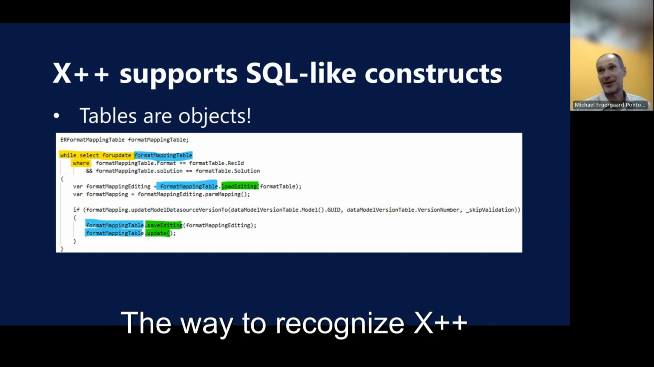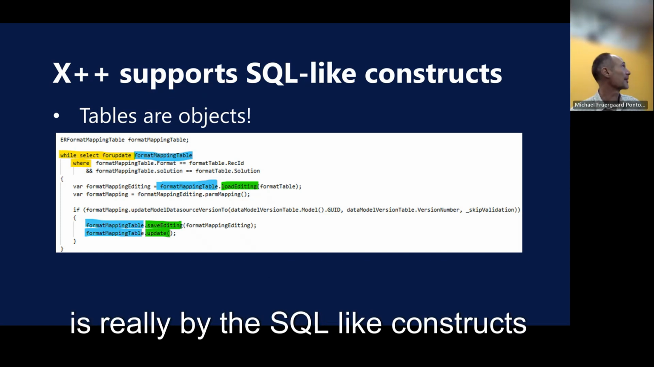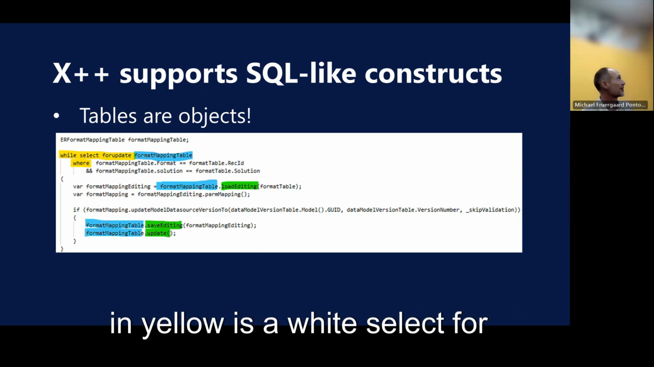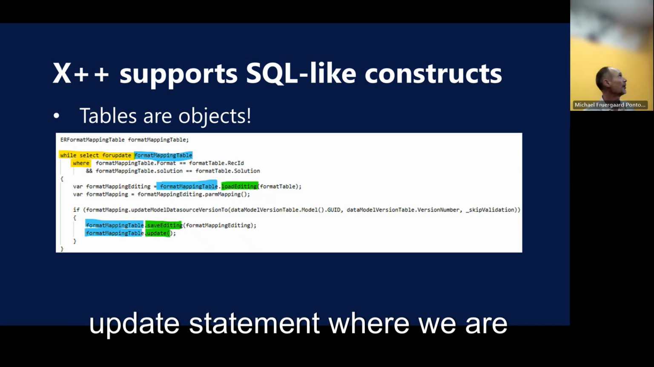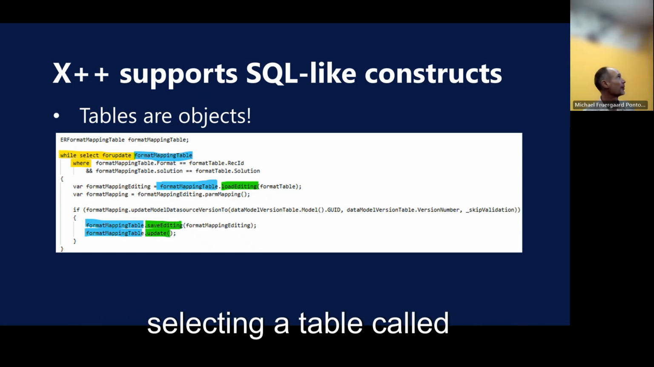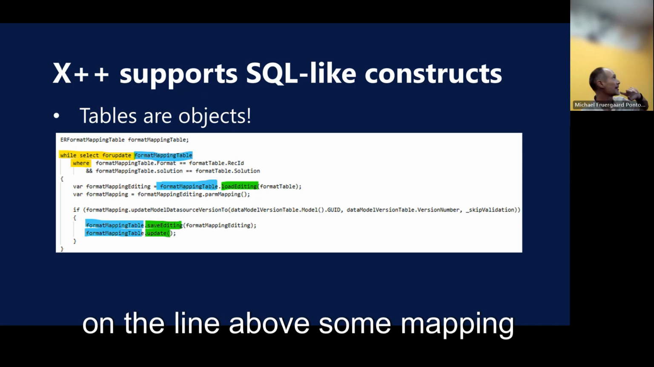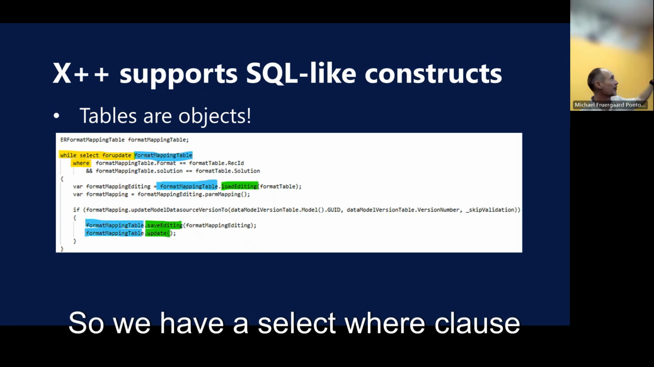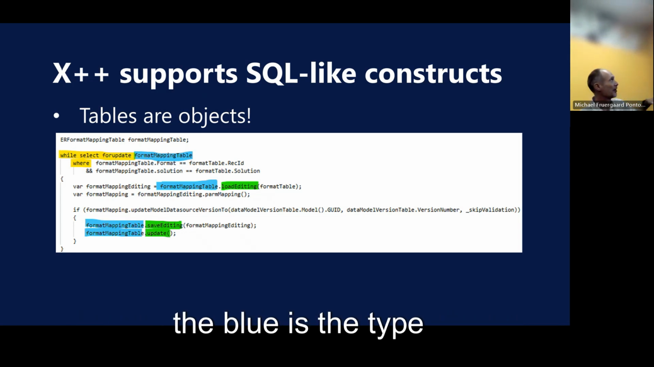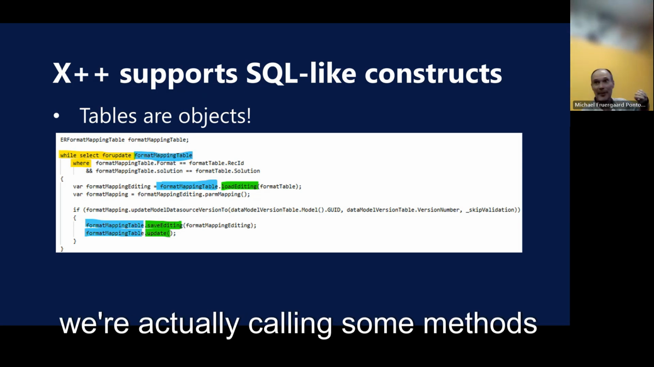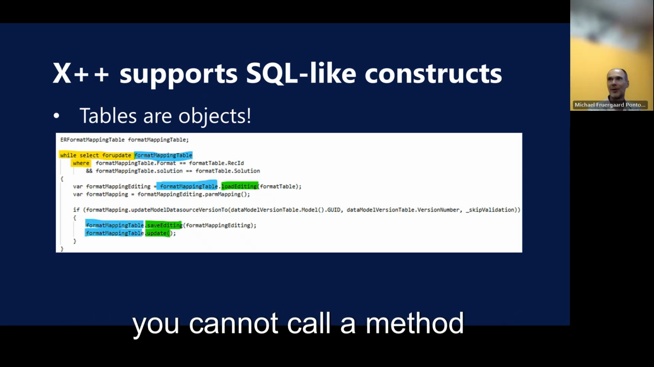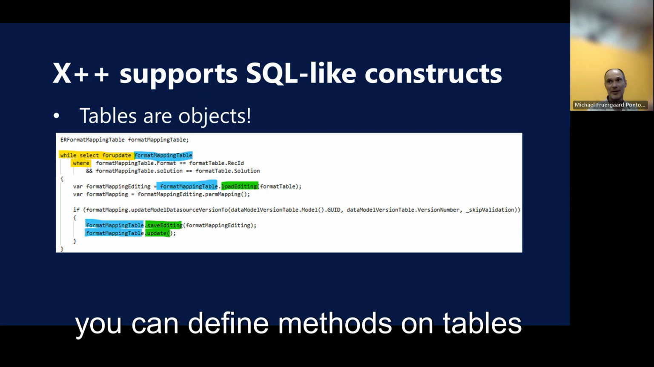The way to recognize X++ is really by the SQL-like constructs. Tables are really objects behind the scenes. What we have here highlighted in yellow is a while select for update statement, where we are selecting a table called format mapping table, which is defined on the line above. The example doesn't matter too much, it's just the syntax that's interesting here. So you have a select where clause, and then the blue is the type, the variable, and see the green, we're actually calling some methods on it. So how the heck does that work? Typically on a data object you cannot call a method, but in X++ you can define methods on tables.